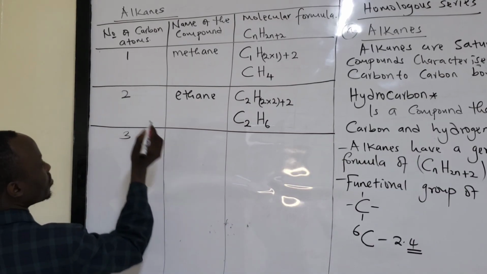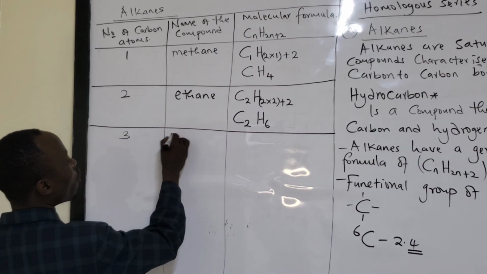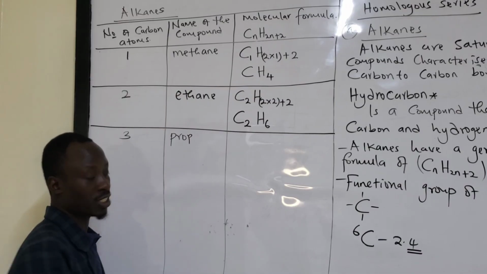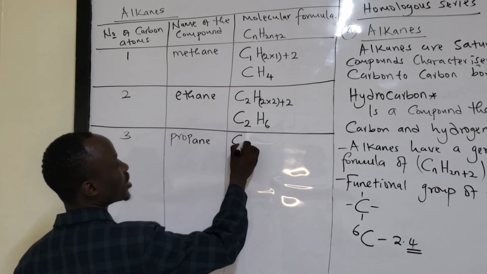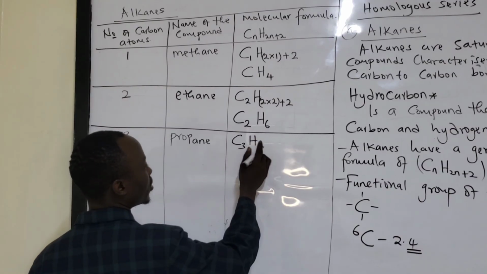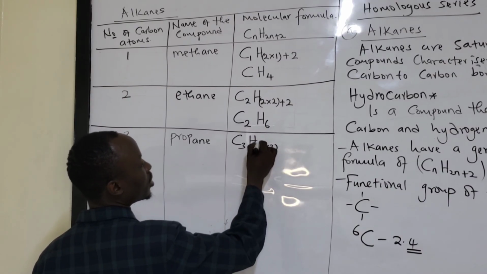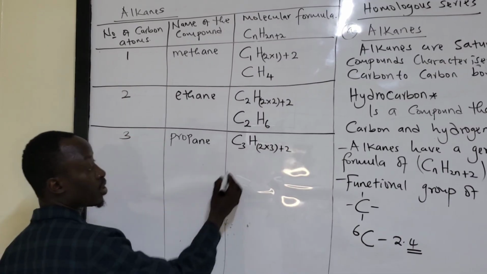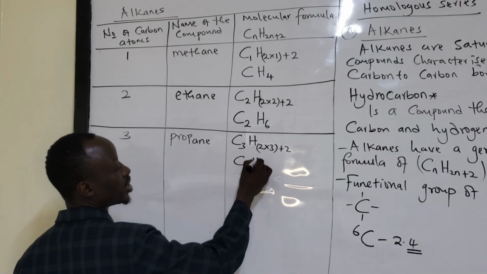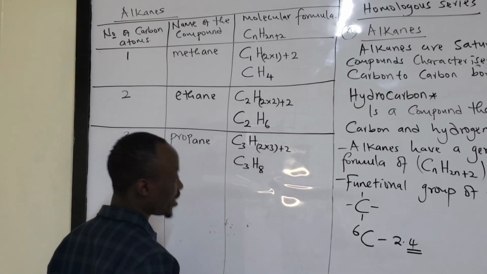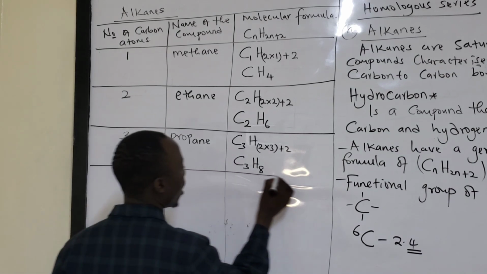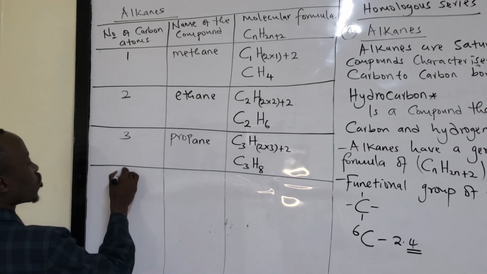We shall have 3. That must be prop. Prop was the prefix. Now it will be propane. So how do we make it? C3, H 2 times 3, but plus 2. What is our formula? C3H8. 2 times 3 is 6, plus 2, that must be 8. Aha, good.